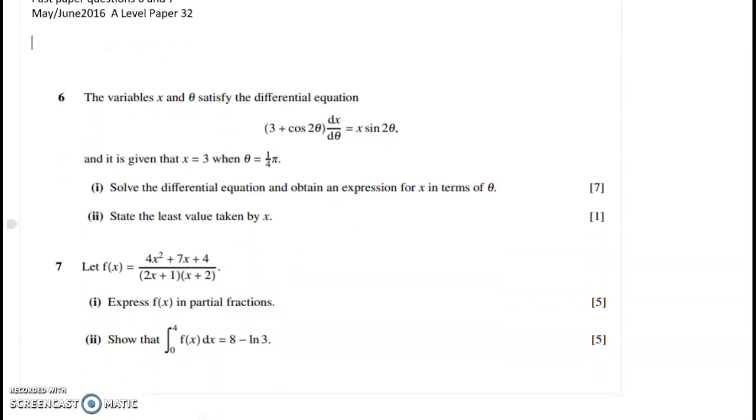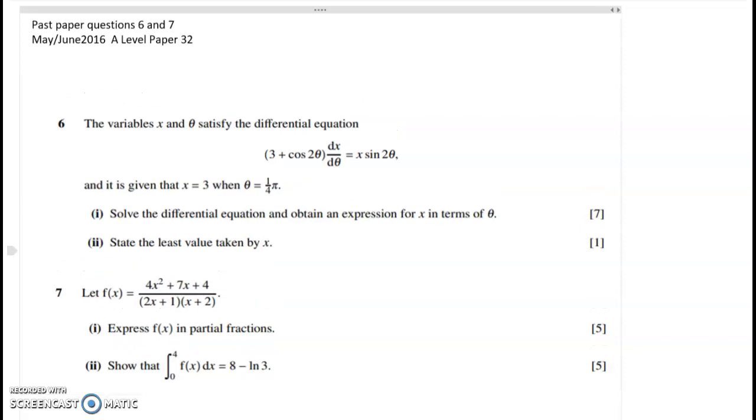So in this one, I'm going to do a DE question that was reasonably well done, and then a partial fractions question that was really, really badly done. So I'm hoping that by watching this and doing this question, you're never going to make these mistakes again. I might be being a little optimistic.